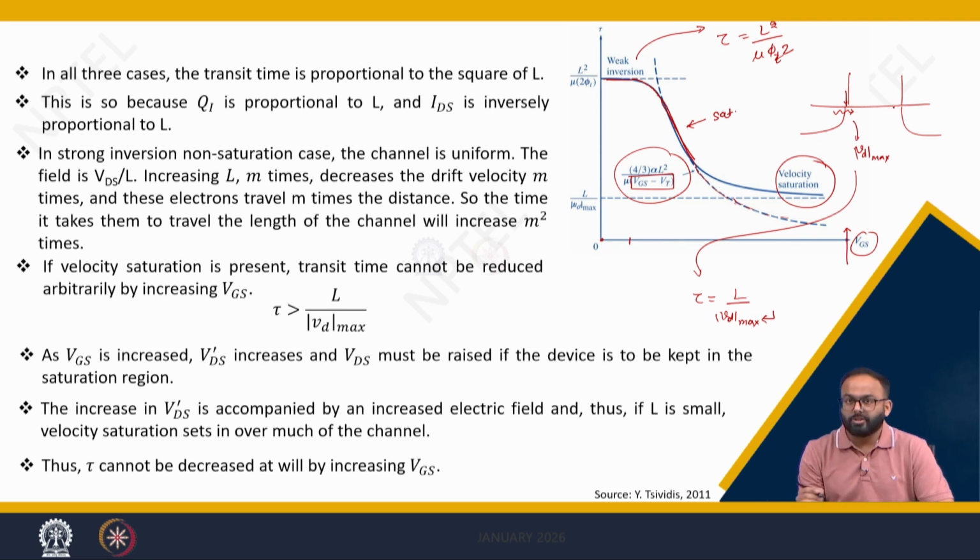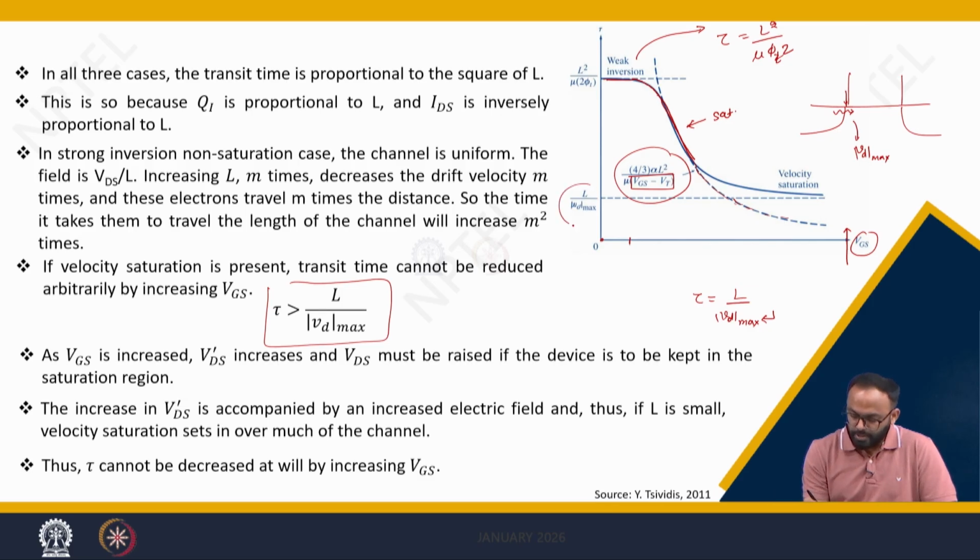That is why the transit time of the carrier is decided by the velocity saturation limit and not by the terminal voltages. And hence, in velocity saturation condition, the transit time is given by L divided by Vd max, where this is the limit. So you are supposed to go this side, right? But because of the velocity saturation phenomenon, you end up with this.